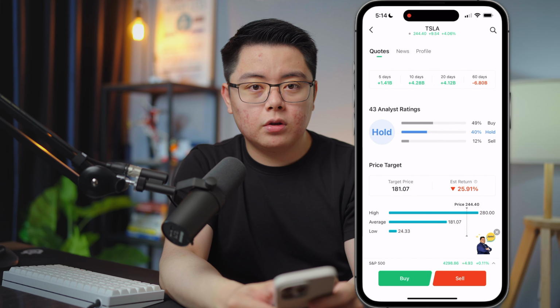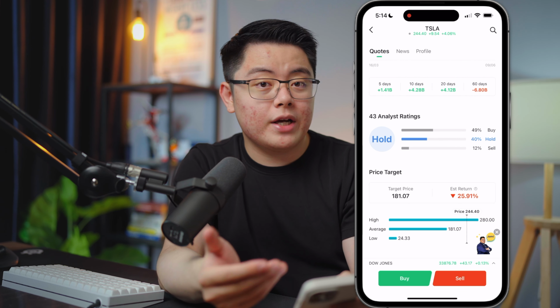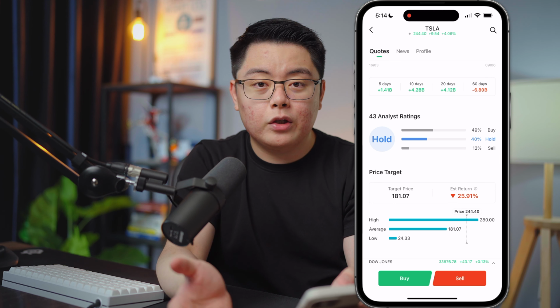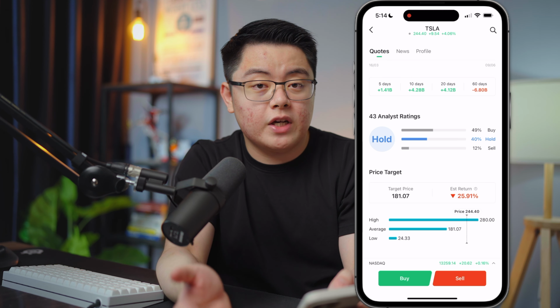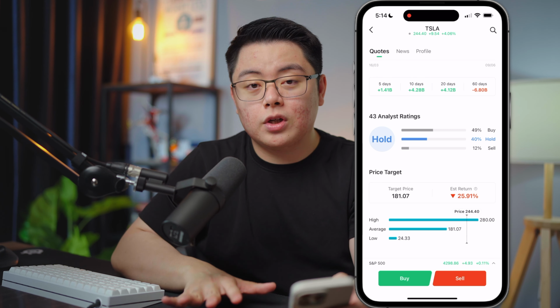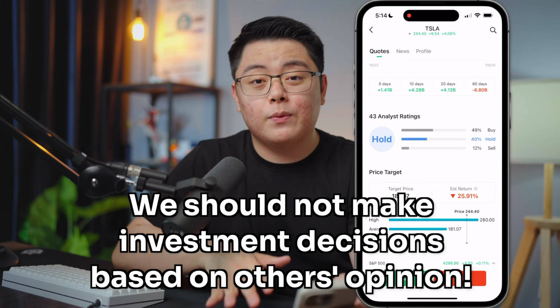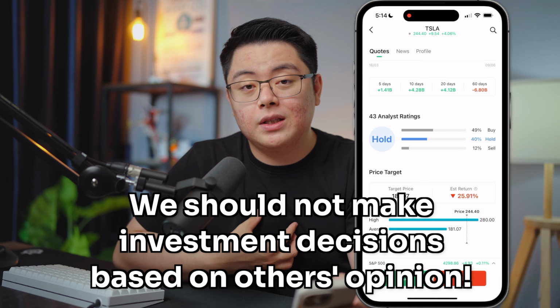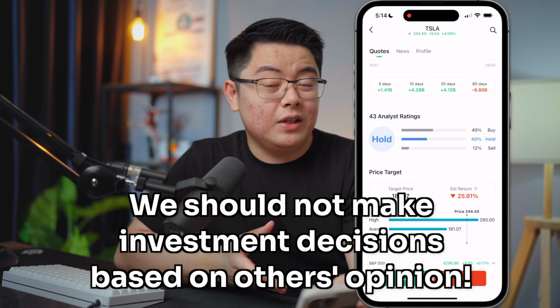And then if you scroll down there, you have analyst ratings and price targets, which is another thing that you may or may not take to help with your investment decision. In my opinion, it's just something good to have, because I strongly believe that we should not rely on someone else's opinion to form our investment decision. So I rarely care about this information.